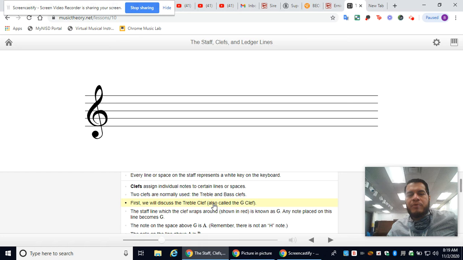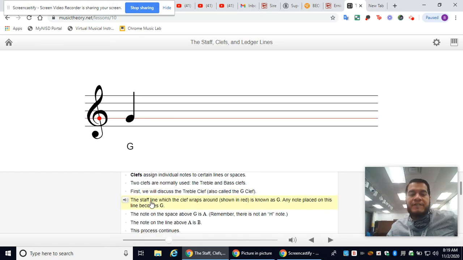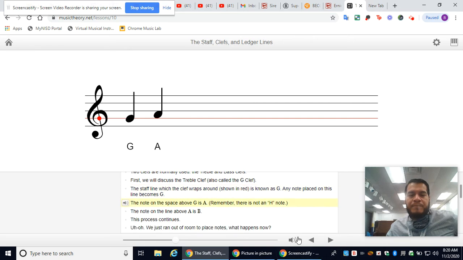First, we will discuss the treble clef, also called the G clef. The staff line which the clef wraps around, shown in red, is known as the G. So, yes, this is a stylized G, but the little circle that's made actually circles the G line. So that's a cool little note there. Any note placed on this line becomes G. Okay. So the space above the G line is A. Remember, there is no H.